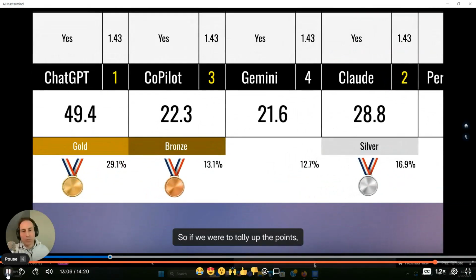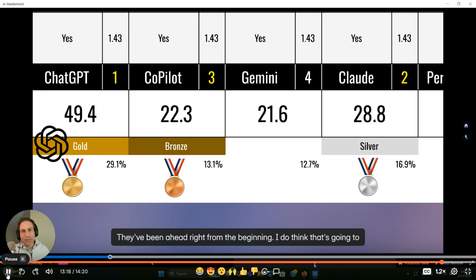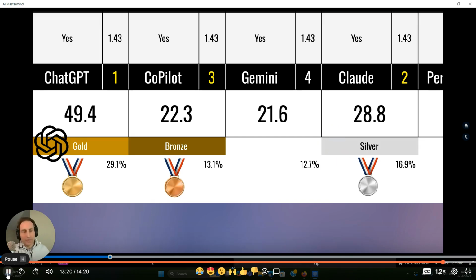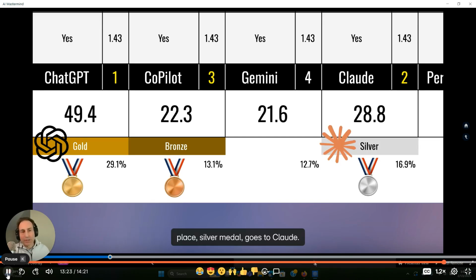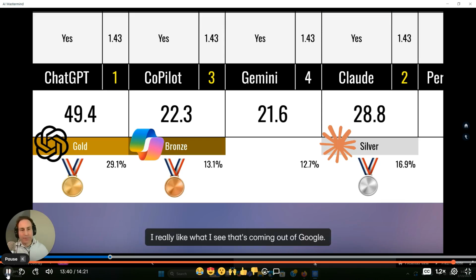So if we were to tally up the points, the gold medal goes to ChatGPT 4.0. Congratulations, you're first place. They've been ahead right from the beginning. I do think that's going to change. Second place, silver medal, goes to Claude. And third place goes to Copilot, with a very close fourth place, Gemini. I do expect that Gemini is going to get into the top three. I really like what I see that's coming out of Google.